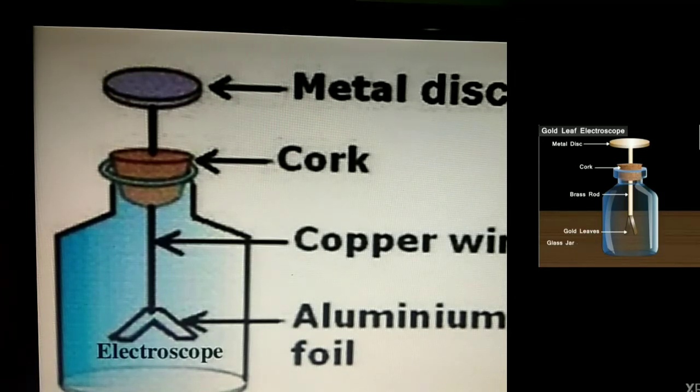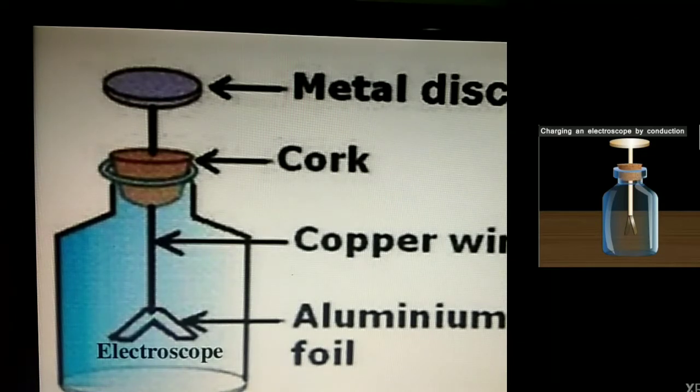What does it contain? It contains a glass jar which is evacuated and a metallic disc, and at the other end of a metallic rod, two thin gold leaves are attached. This rod is usually made out of copper wire, near the mouth of the bottle it is sealed, and the metallic disc is usually made of brass.